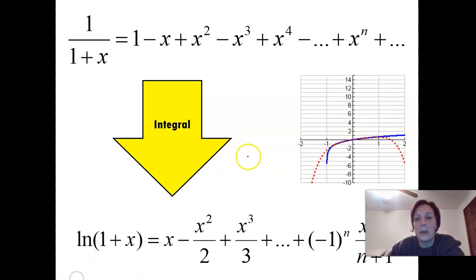And check it out. Here's my natural log of 1 plus x, and here's that series. Here's that polynomial approximation. Again, it's looking pretty good between -1 and 1. And outside of that, it's looking pretty bad.